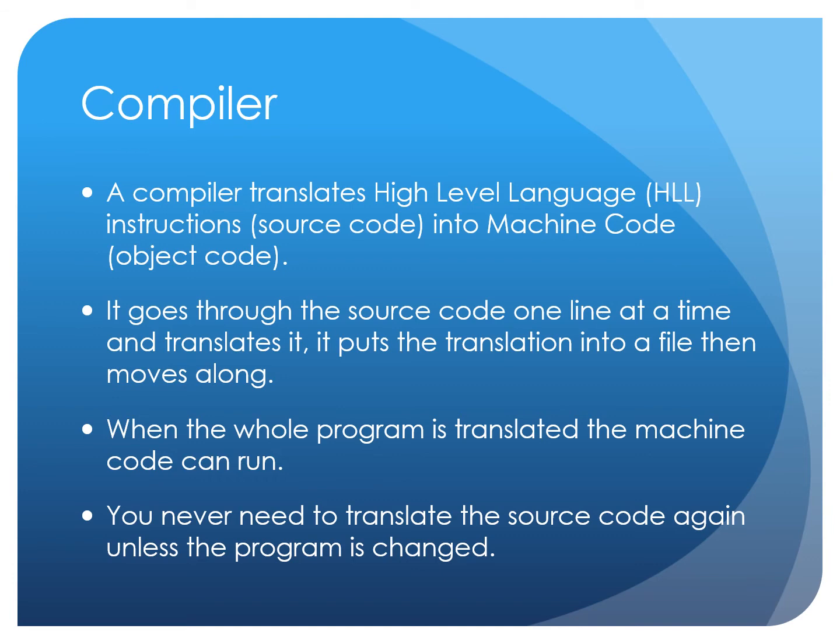Our compiler translates high-level language instructions, which is called source code, into machine code, which is called object code. It goes through the source code one line at a time and translates it. It puts the translation into a file and then moves to the next instruction. When the whole program is translated, the machine code can then be run. Once this is done, you will never need to translate the source code again, unless there is an error or the program has been changed.